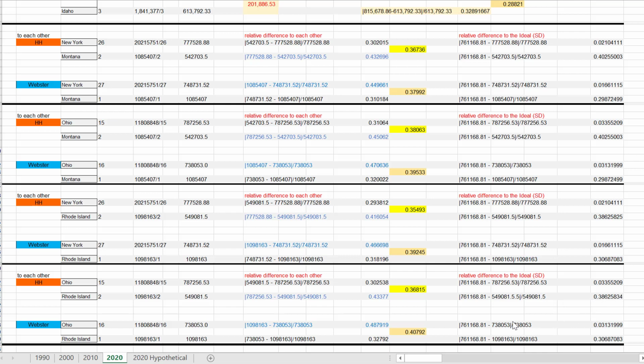But if I look at the Webster's apportionment and I take the people per seat, subtract it from the ideal, and divide by the state's people per seat, this is the relative difference for that state to the ideal. And for Rhode Island, here's its people per seat, subtract from the ideal, divide by the state's people per seat, here's this number. Again, comparatively, each number is smaller, so of course the average is smaller.